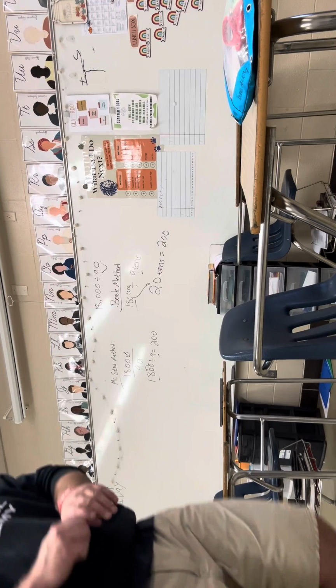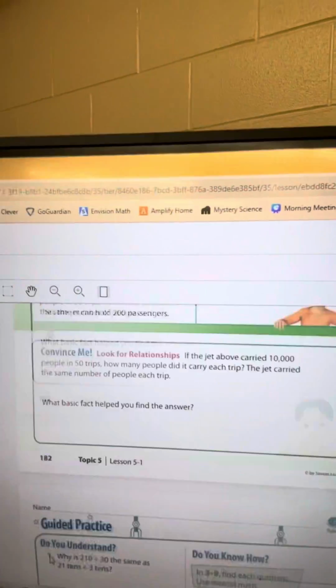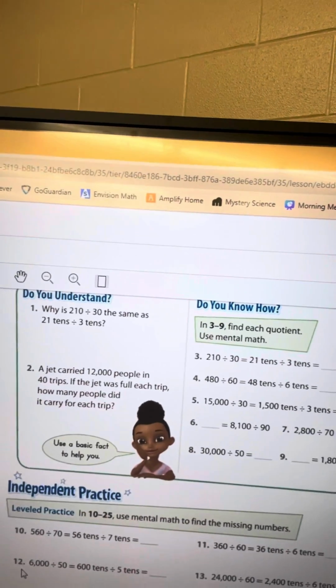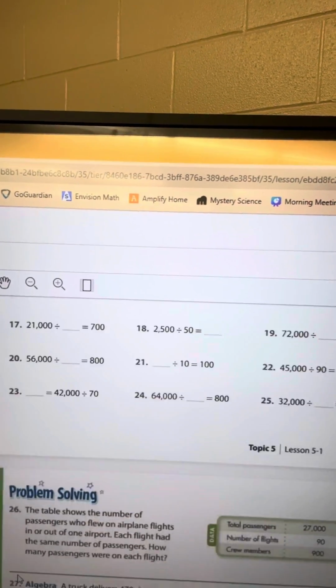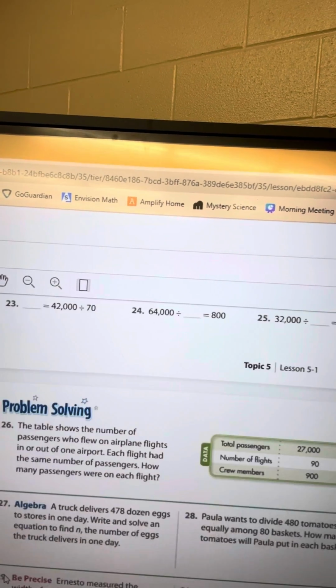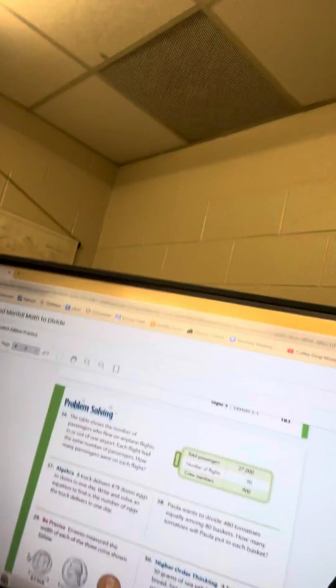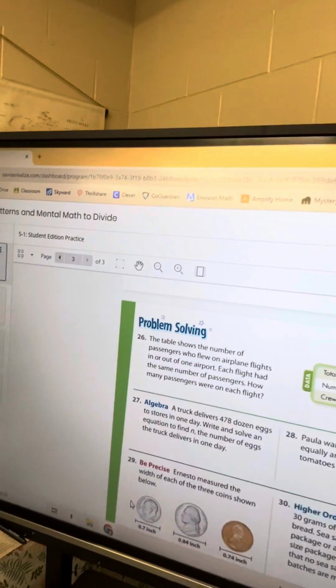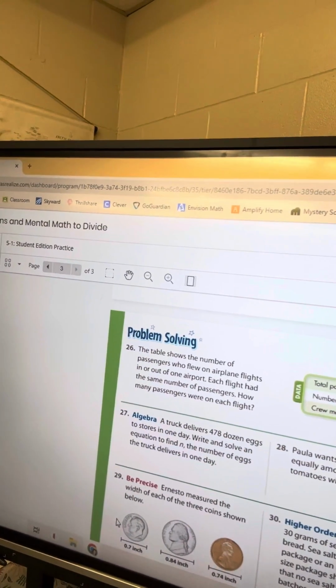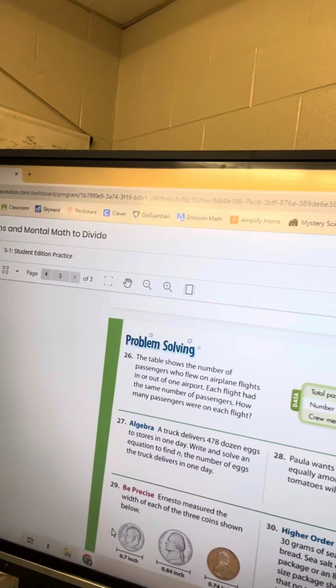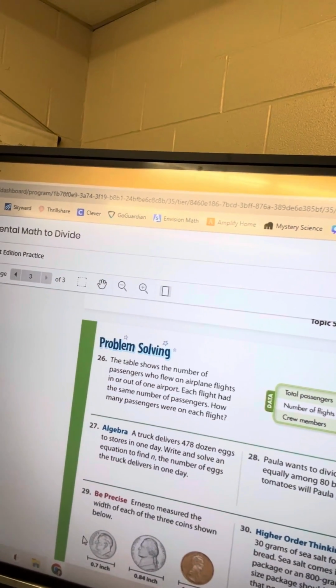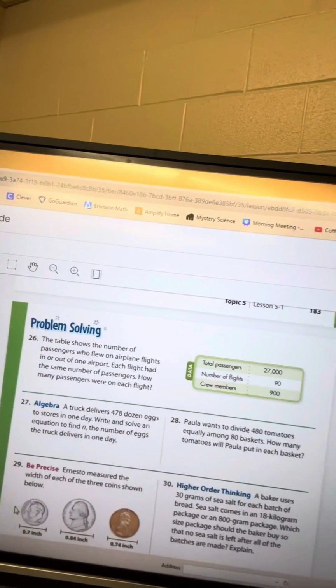Let me go back to the board here and let's work through a word problem that you might see on your practice buddy. Scroll down to problem solving. Let's do number 26. It says the table shows the number of passengers who flew on airplane flights in or out of one airport. Each flight had the same number of passengers. How many passengers were on each flight?